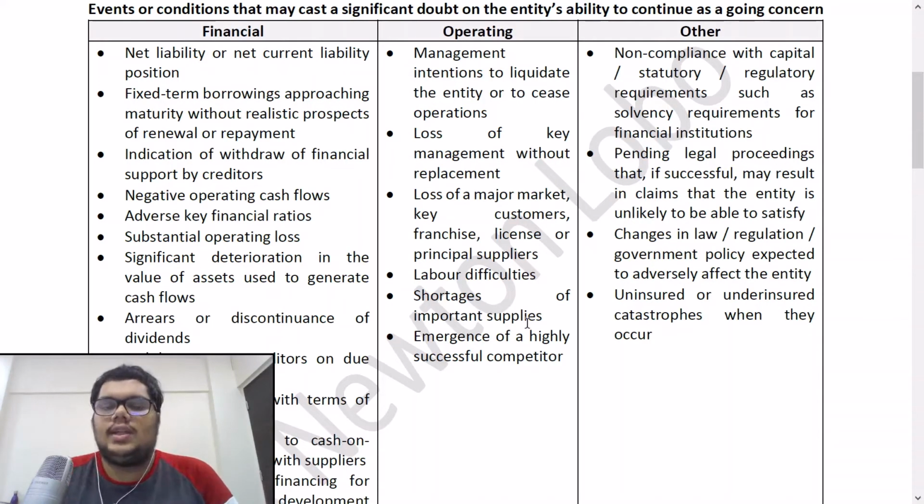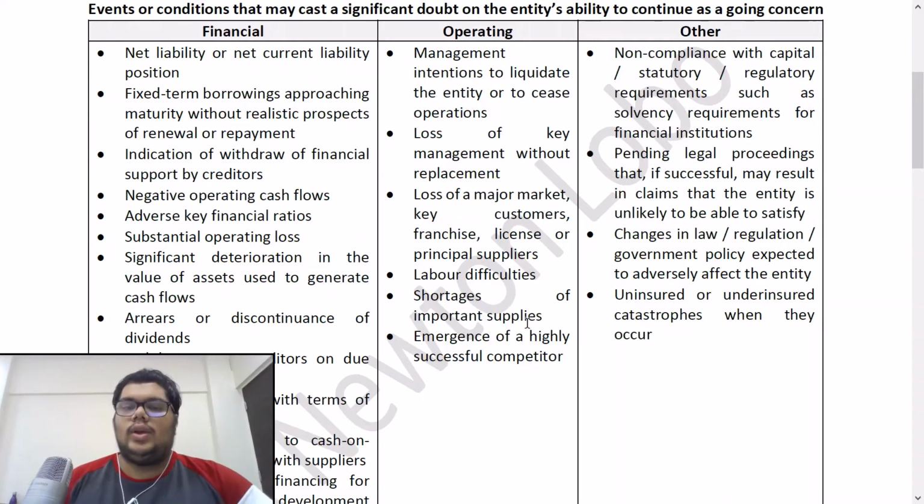Okay, so what are some operating indicators? The management intentions to liquidate the entity or to cease operations. So this is a direct indicator that the company may not be able to continue as a going concern. Next point, loss of key management without replacement. Your CEO, CFO are leaving the organization, and that is an indication that the going concern may not be appropriate. Then loss of a major market, key customers, franchisee, license or principal suppliers. So these are all the key factors from whom you are earning revenue. So if you lose any of these key components, then the going concern may not hold true.